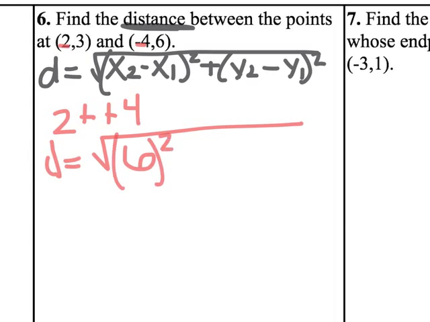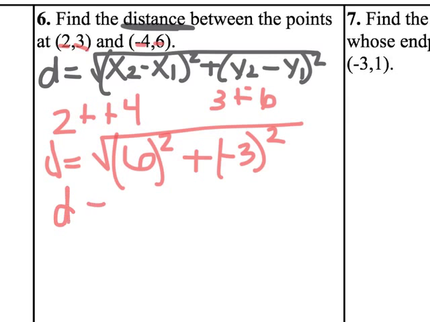I'm going to square that, and now let's take a look at my y's. I have a 3 and a 6, so if I did 3 minus 6, keep flip change, that's going to give me a -3 squared. And now we need to square those numbers. So 6 squared is 36, and -3 squared is going to be a positive. Don't forget, a negative times a negative is always a positive, so that's going to be a positive 9.